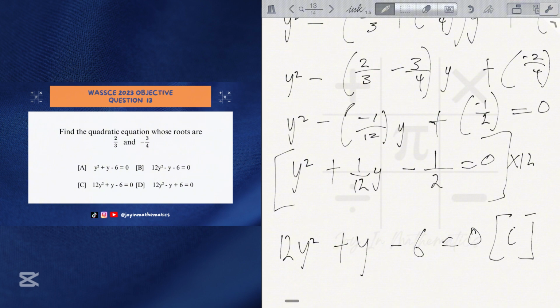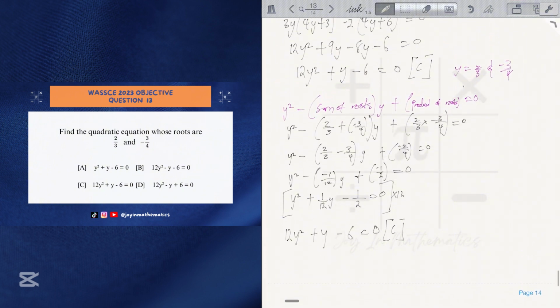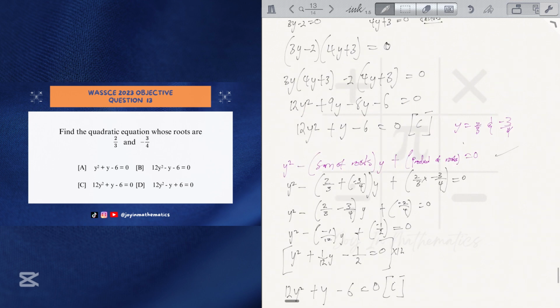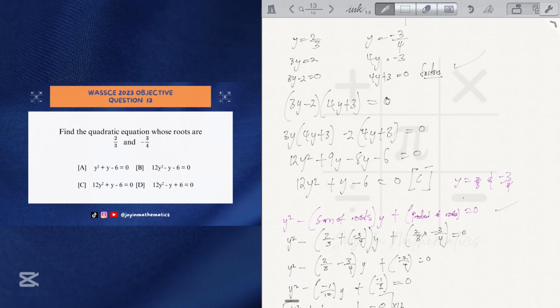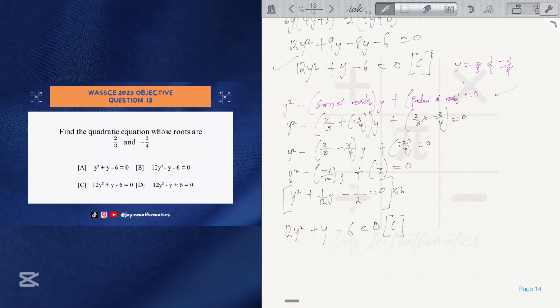Now, if you look at it well, whatever way we use, whether we use the quadratic equation formula or the factors method, we will arrive at the same option: 12y squared plus y minus 6 equal to 0.